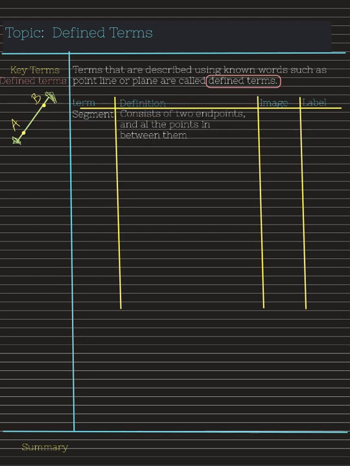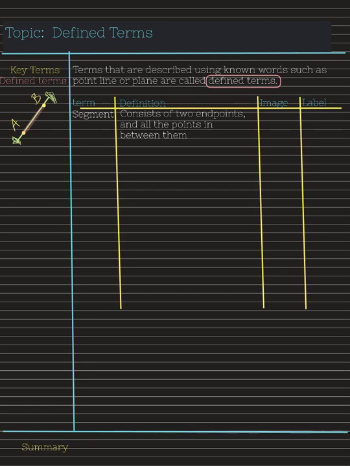Here we have a segment, and we have a line AB, and that line has the points A and B on it. A segment consists of two endpoints and all the points in between them. So if I focus on the two points A and B, and I treat them as endpoints, I'm going to highlight the section between A and B.